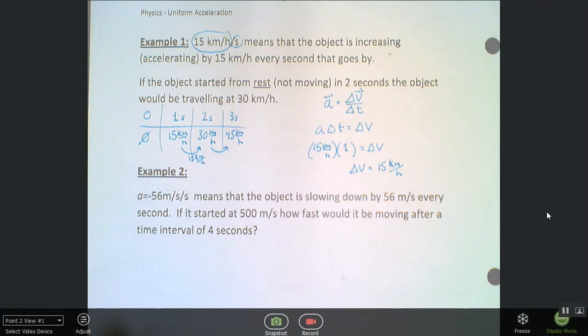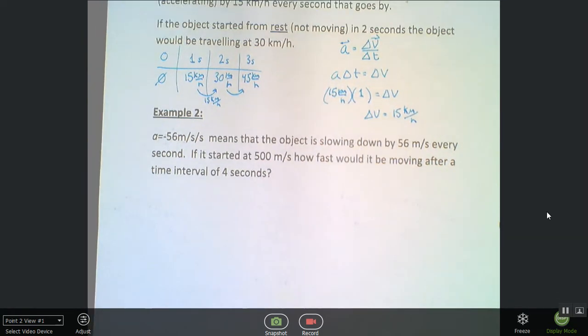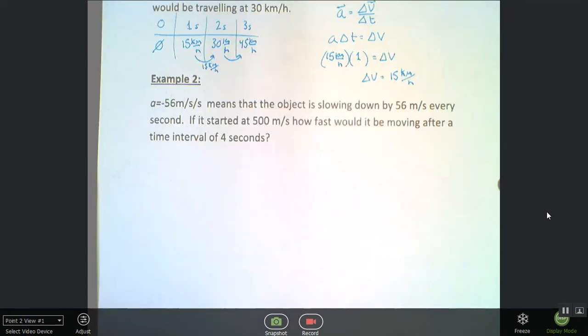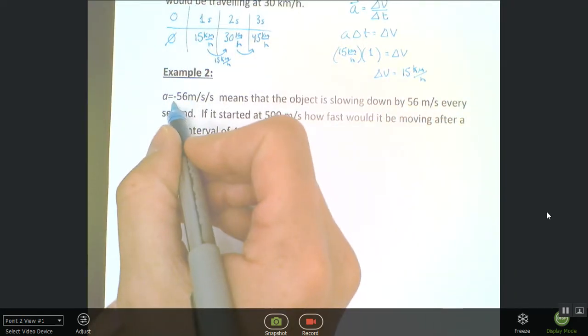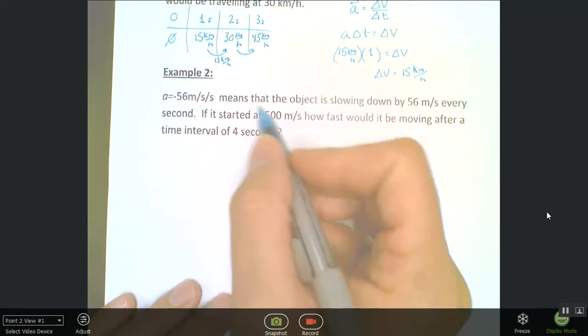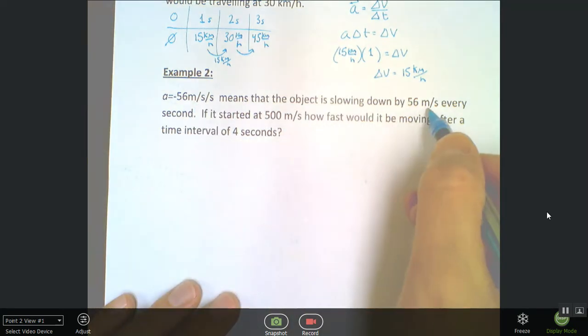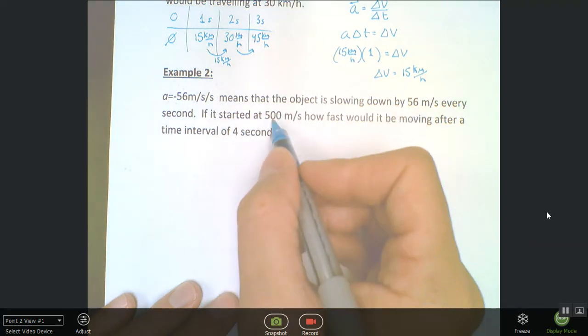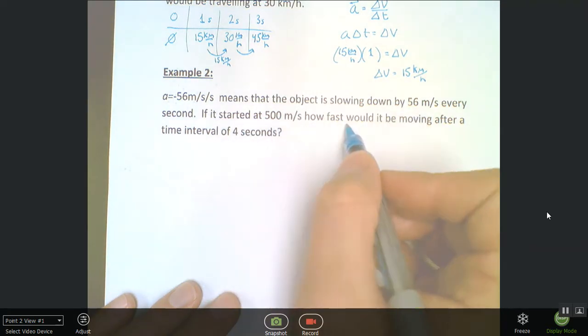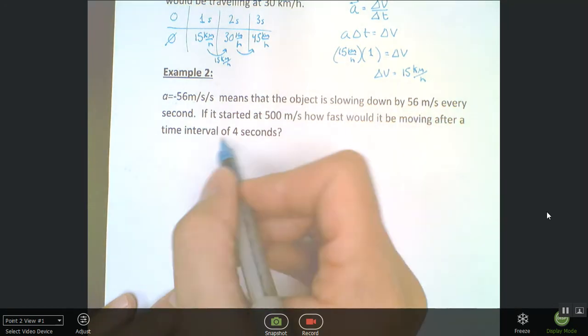All right, let's try another example here, example 2. What we've got is, we know the acceleration of the object is negative 56 meters per second per second, and it means the object's slowing down by 56 meters per second every second. Let's say that we started out at 500 meters per second. How fast would it be moving after a time interval of 4 seconds?